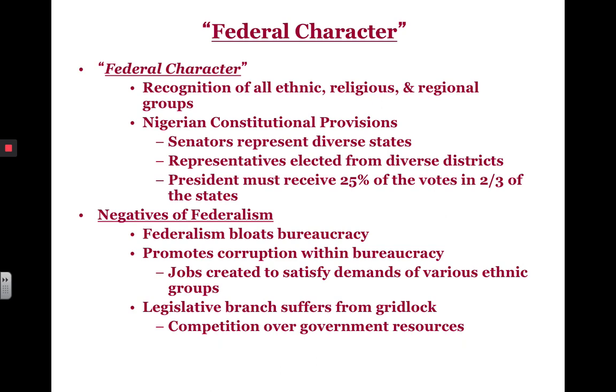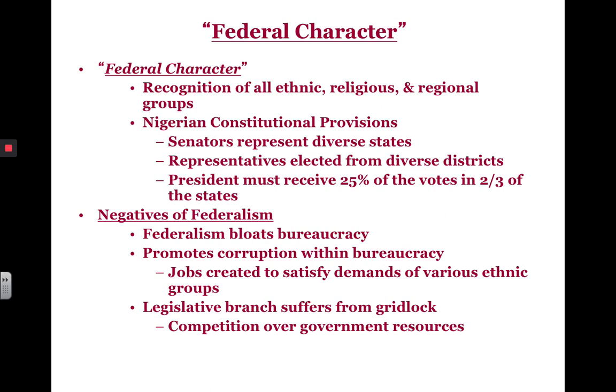That is complemented by the lower house, the House of Representatives, 360 members, each from a single member district based relatively on population. That guarantees that you will get a diverse range of representatives because of the locations and the way the populations are grouped. And then you also have the presidential electoral method where, in addition to winning the national vote, the president must get at least 25% of the vote in two-thirds of Nigeria's 36 states.